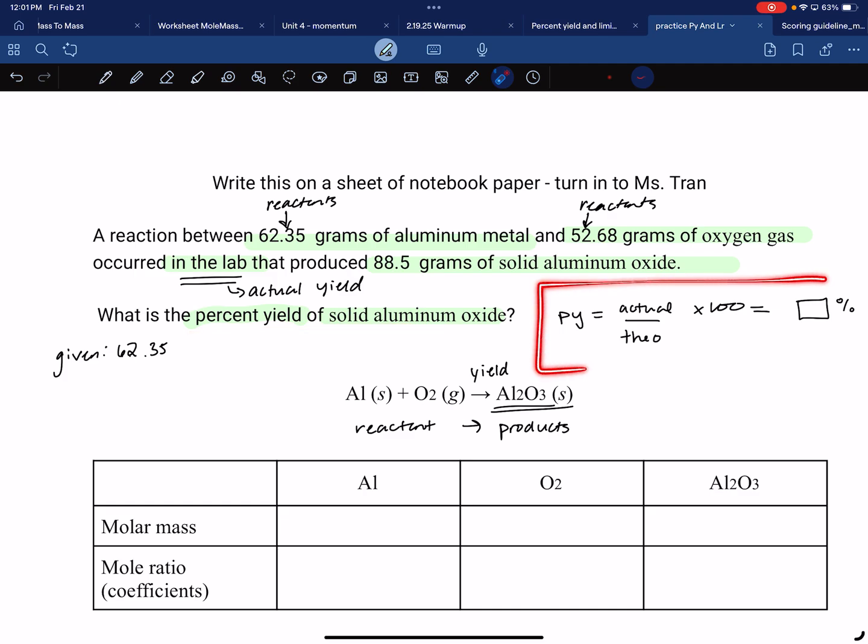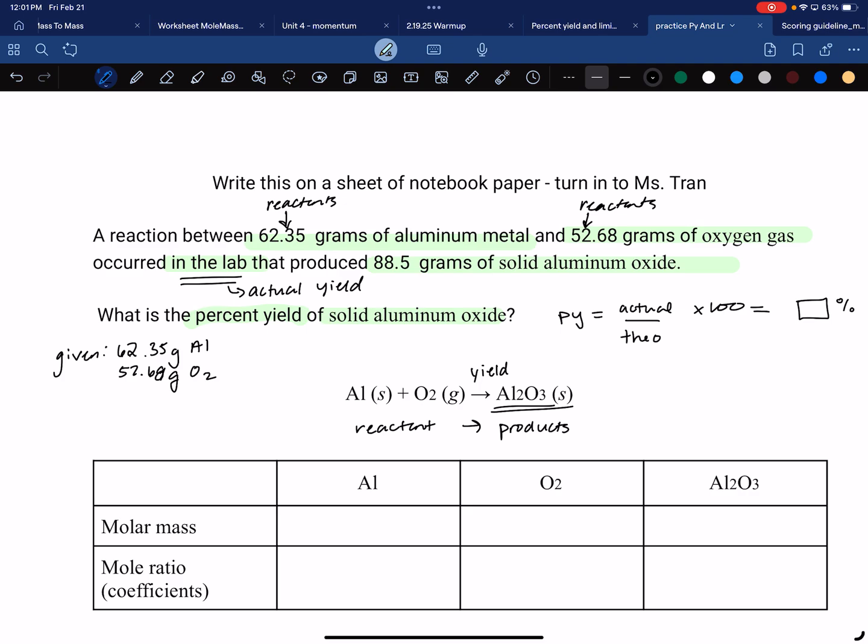So we have this equation, actual over theoretical, for percent yield. Remember that your product, in this case aluminum oxide, is going to be Al2O3. So our given is going to be 62.35 grams of aluminum and 52.68 grams of oxygen gas.